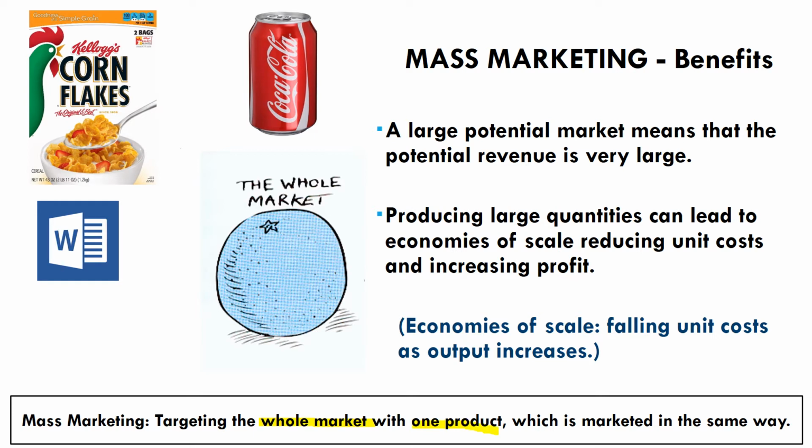Now, what are the benefits of this approach? Having a product that aims at the vast majority of people means that the potential revenue that we can receive from this product is very large. We can also benefit from what's known as economies of scale, and that occurs when we produce in very large quantities. We can actually reduce the average cost of production through things like buying in bulk, and in turn, this helps us to increase our profit. So let's make sure we have some definitions and some notes down on mass marketing.